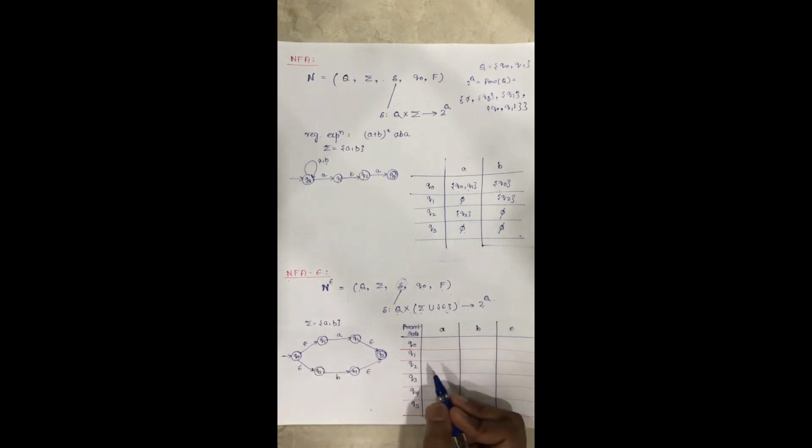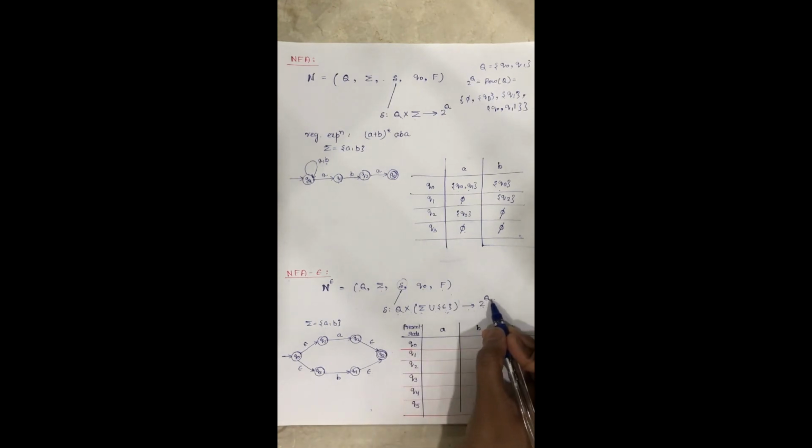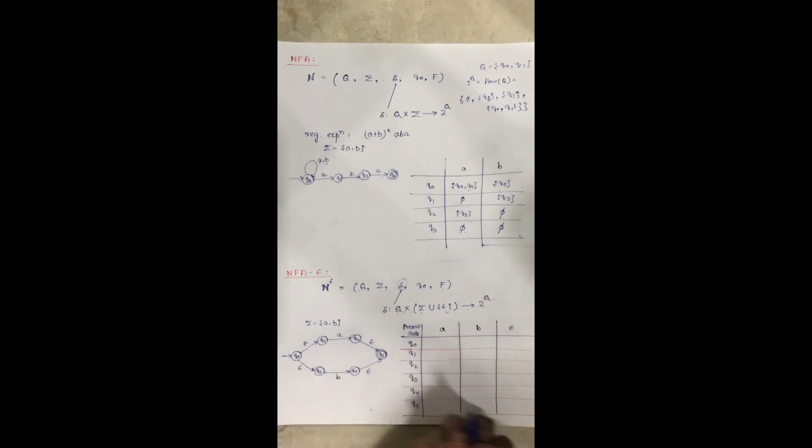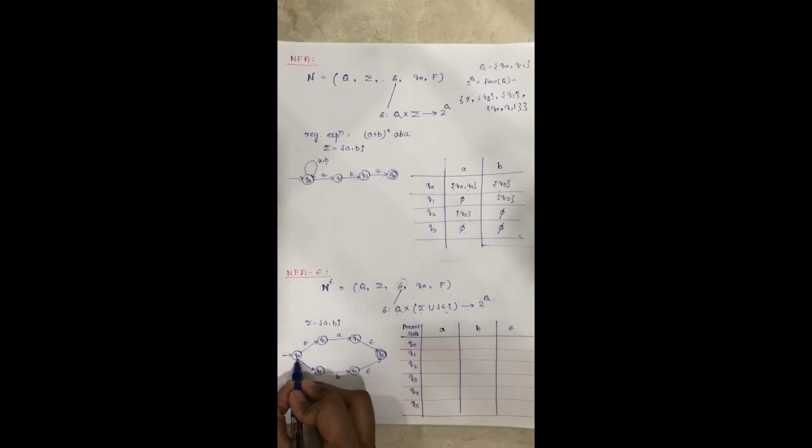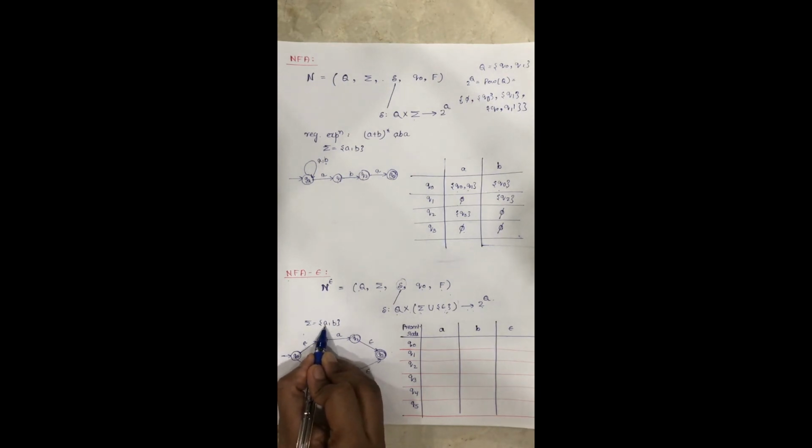Right. Now see, 2 raised to the power Q means the choices are again non-deterministic in nature. It means from a particular state for a particular input symbol we will move to 0 or more states. For example, here at Q0 for input symbol a there is no transition.